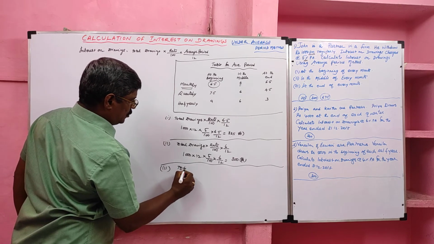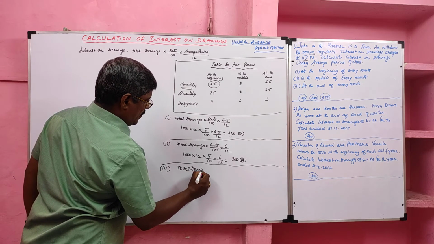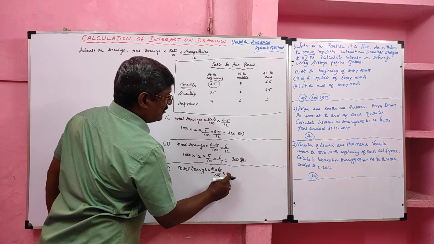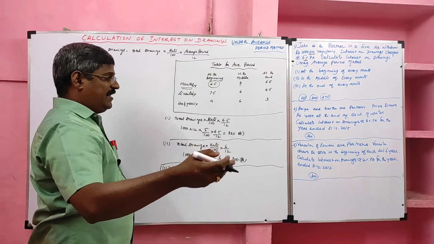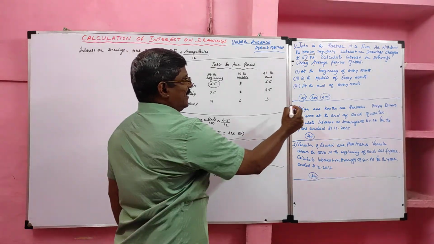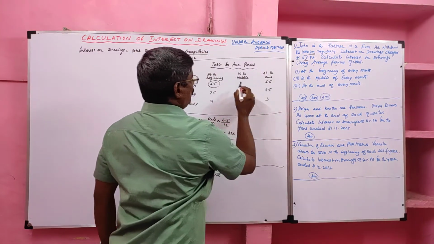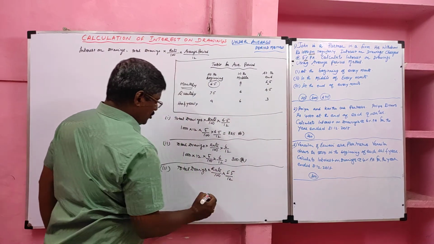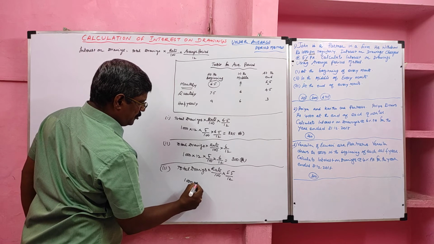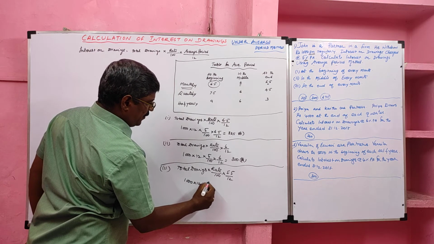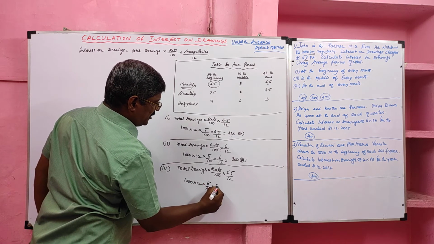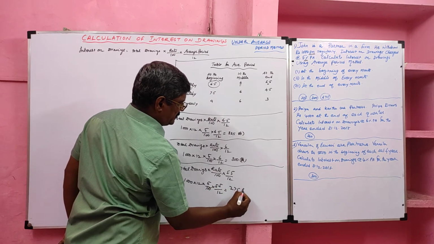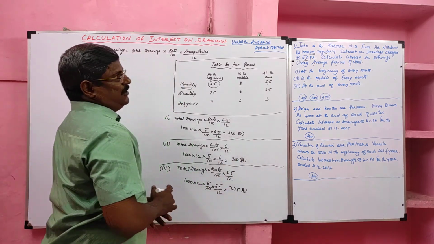Now case number 3. What is the formula? Total drawings into rate by 100. These two are common for all. The average period differs according to the beginning or middle or end. Here at the end of every month, so we can use 5.5 divided by 12. So our total drawing 1,000 into 12 into rate we know 5 by 100 into average period 5.5 divided by 12. So our answer is 275 rupees. So we solved the first problem.